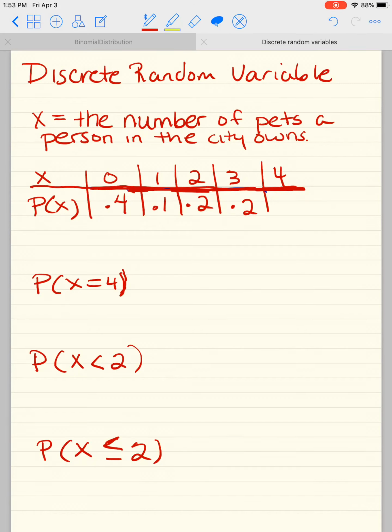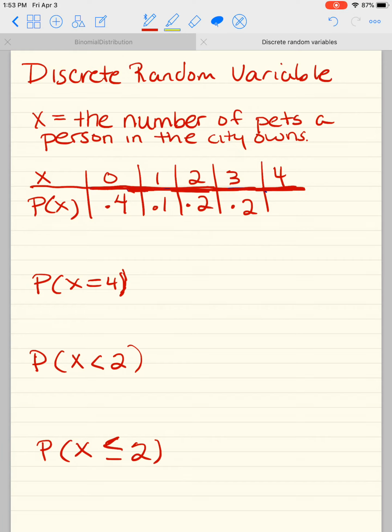Hey guys, in this video I'm going to discuss a discrete random variable. Discrete random variables have countable numbers of possible values. That means they don't go on and on. The probability of each value of a discrete random variable is between 0 and 1, and their sum has to add up to 1.